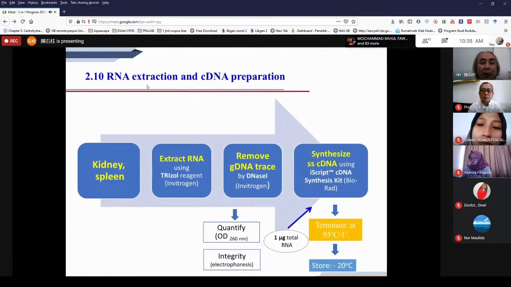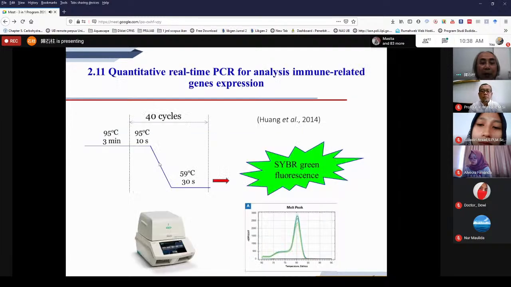And the RNA extraction and cDNA preparation are to measure the immune-related genes. Do they have a correlation to the survival rate or the vaccine efficacy? So use the saving rule, okay?